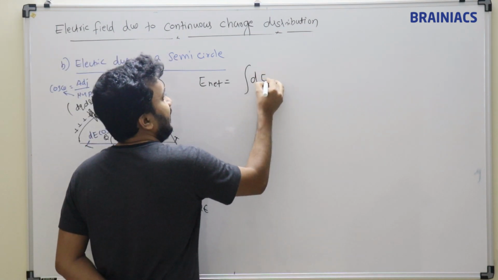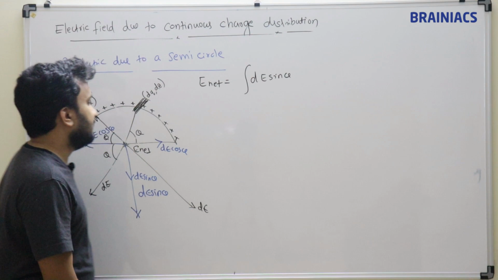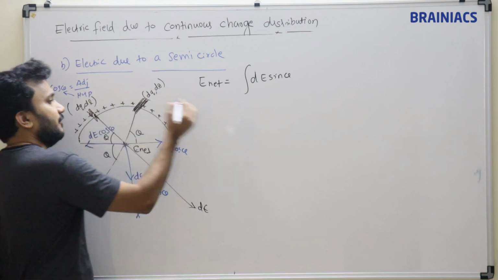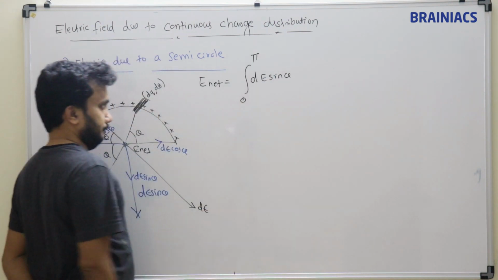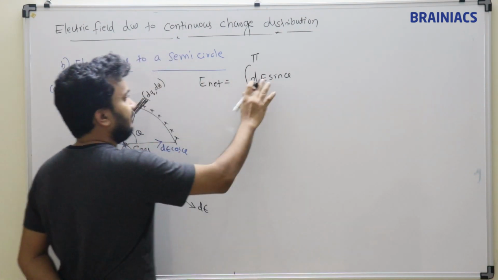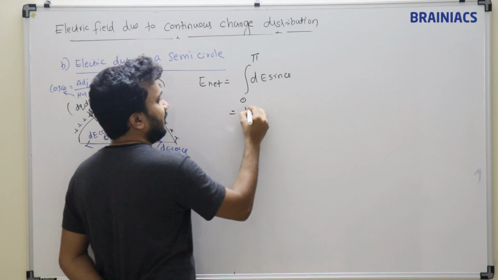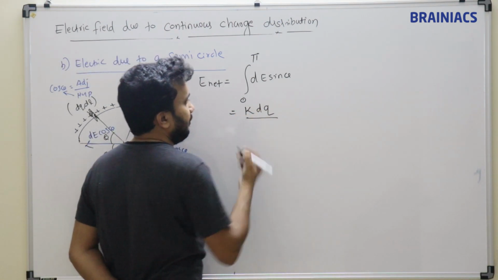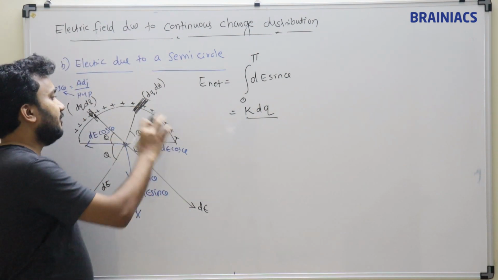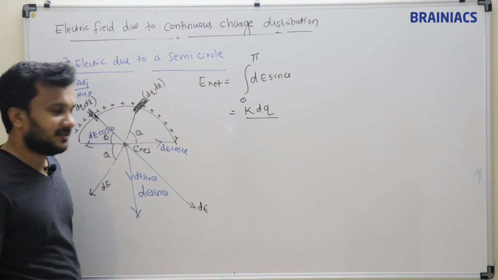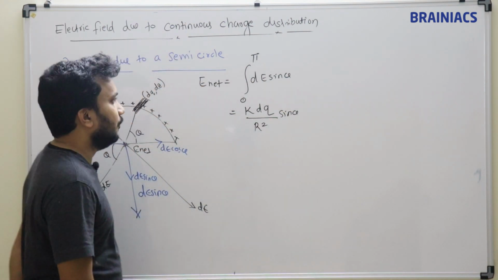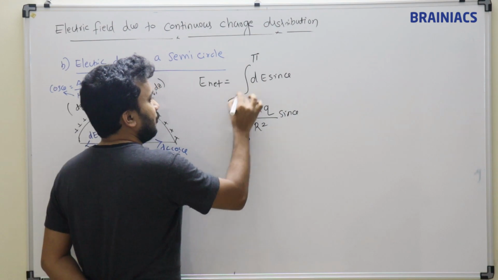So we'll continue with dE sin theta. What kind of structure is this? This is a semicircle. So what is the limit from here to here? What is the limit of this one? 0 to pi, or 0 to 180 degrees, whatever you like to say. Now we'll write it for dE. dE is K into dQ divided by the distance from here to this point, which is nothing but the radius. So dE is K into dQ divided by R square, into sin theta. The integration limit will be 0 to pi.